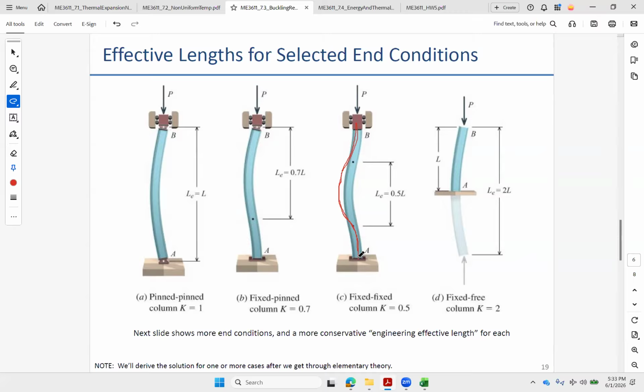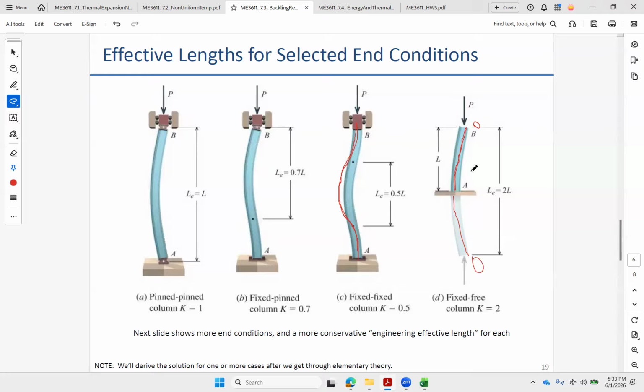Maybe another one that's not too tough to think about is a fixed-free case. All right. I've got a fixed end here, so my max moment and curvature. And then on the free end, I don't have any curvature. So here's my 0 moment and curvature point. This is maxed. In order to find another 0 point, I've got to mirror this image down to another 0 point here.